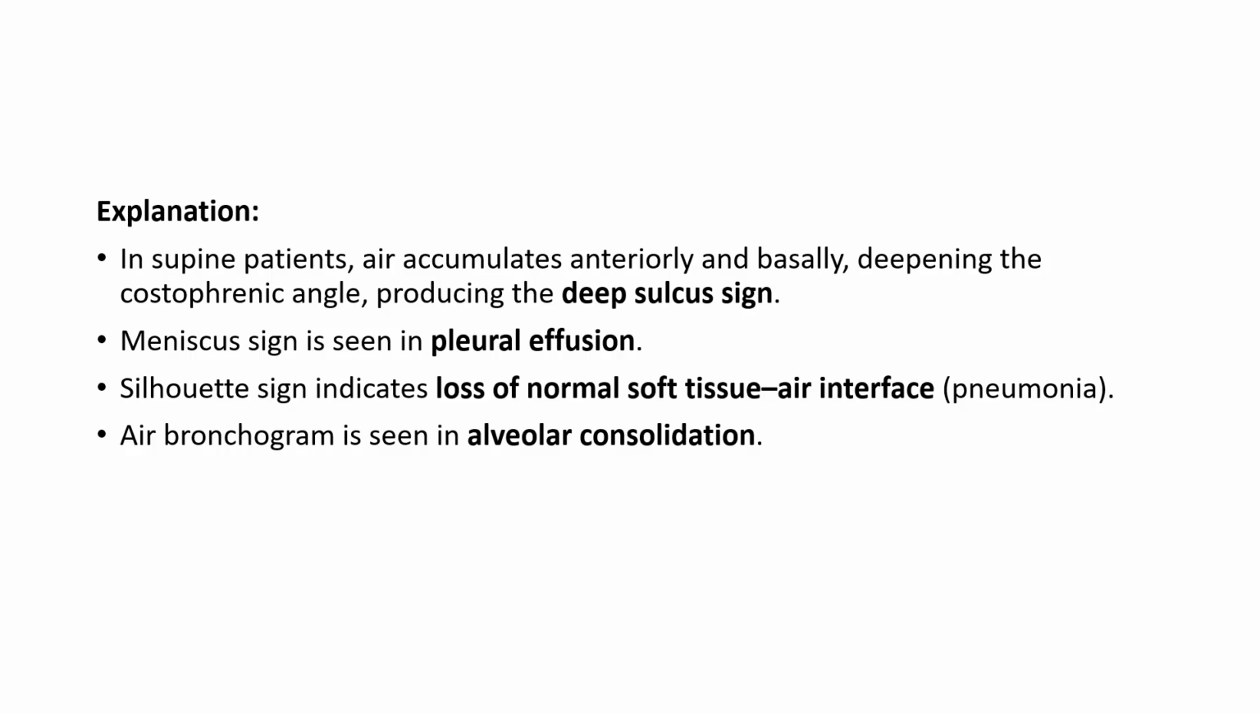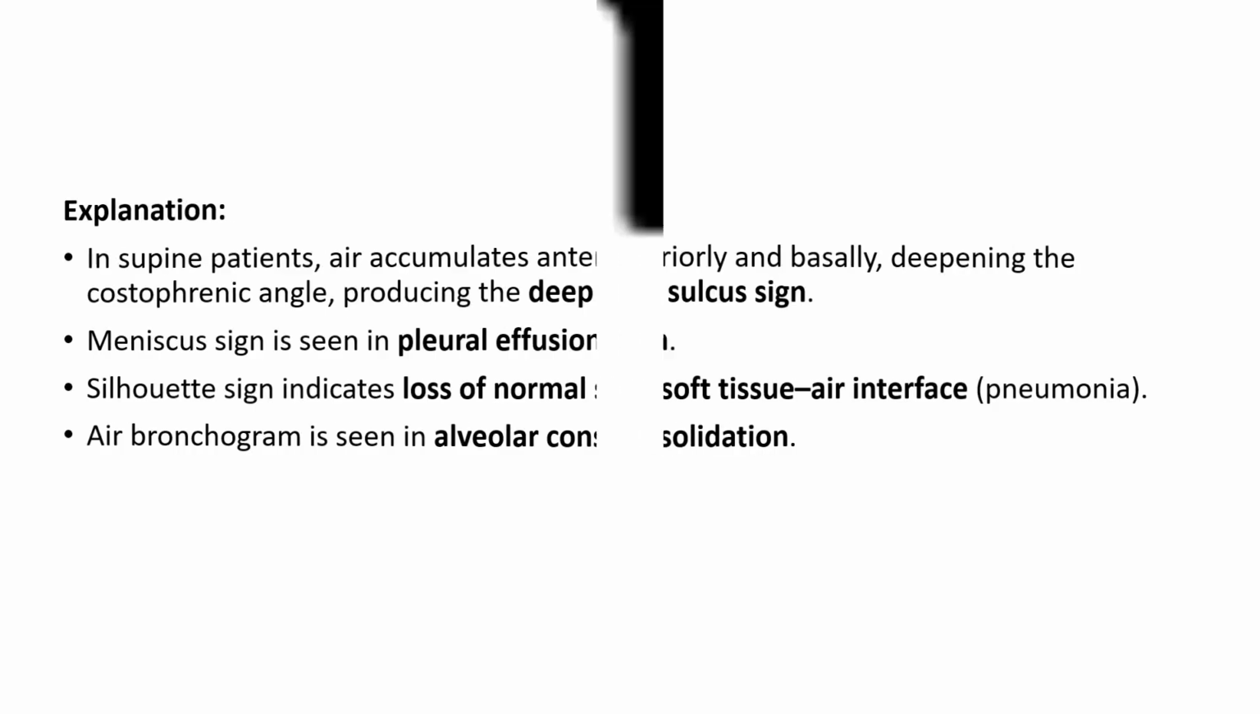Meniscus sign is seen in pleural effusion. Silhouette sign indicates loss of normal soft tissue air interface. Air bronchogram is seen in alveolar consolidation.